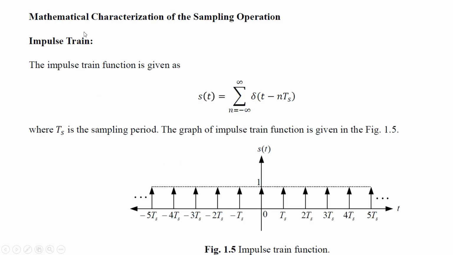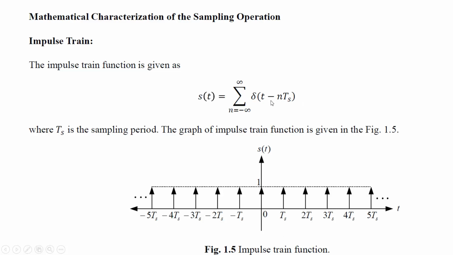If we start with the mathematical characterization of the sampling operation and define an impulse train function, it will be defined as s(t) equal to sigma n going from minus infinity to infinity delta function of t minus nT_s. Now this is the impulse train.